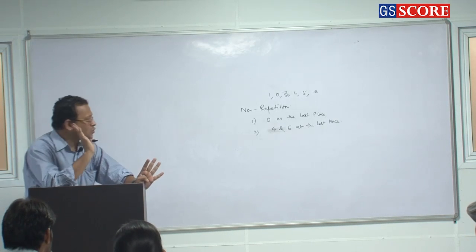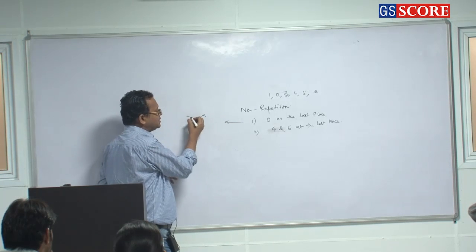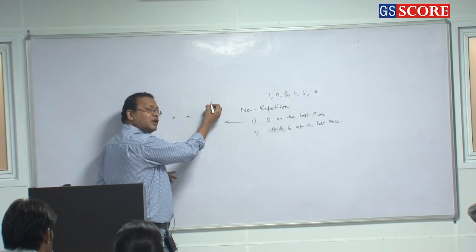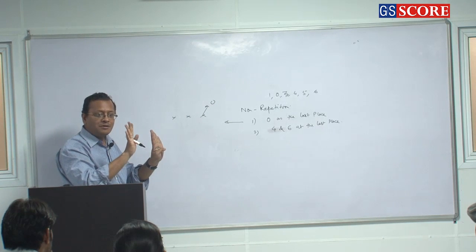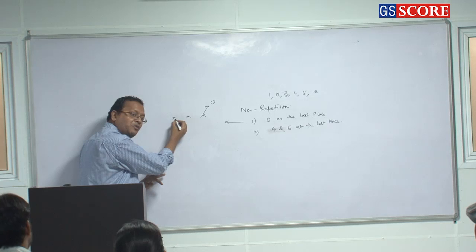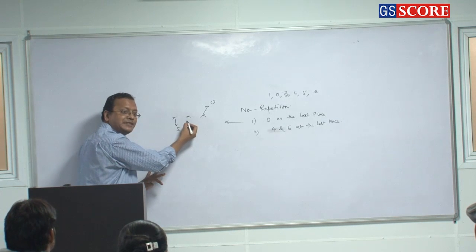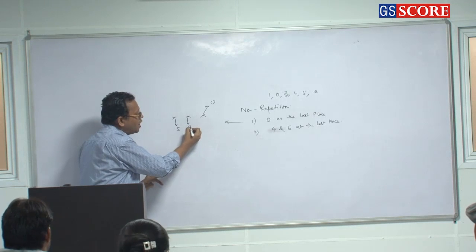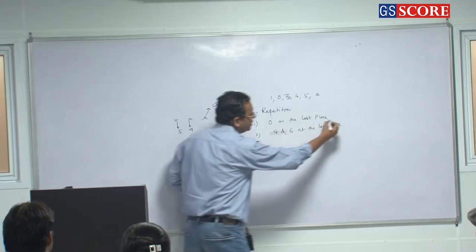Clear or not? So when 0 is at the last place, how many cases are there? When 0 is at the last place, that is 1 way. So how many digits are left here now? 5. So the first place can be filled up in how many ways? 5 ways. The second place can be filled up in how many ways? 4 ways. So how many even numbers have 0 at the last place? 20.